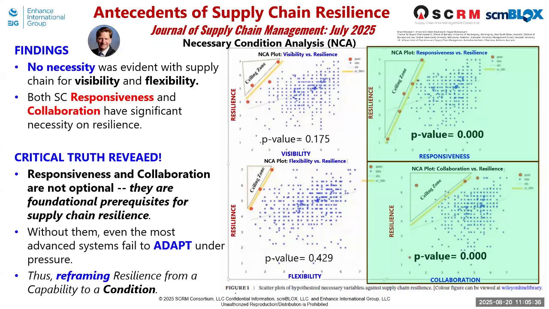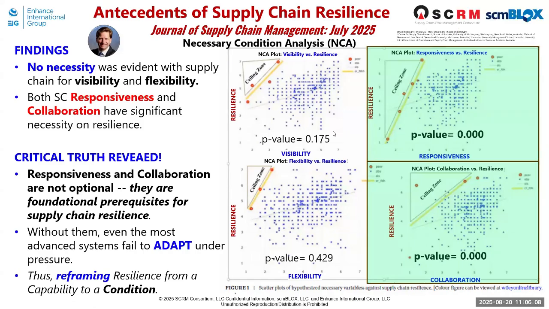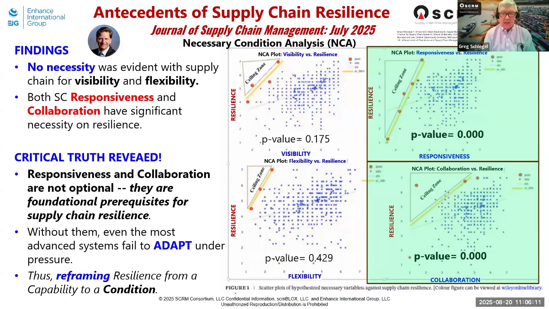And so reframing resilience from a capability to a condition is really the outcome that came out of this report. Greg, I'm sure you have some additional comments. Oh, it's great. It's somewhat counterintuitive, folks, because most of us in supply chain constantly talk about visibility, get better visibility. True, true. But this is the first time that we've seen necessary versus sufficient. Sufficient is table stakes now, folks.